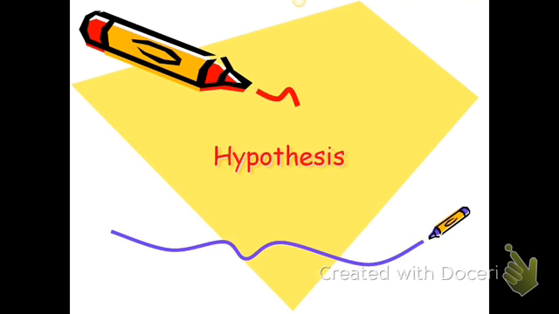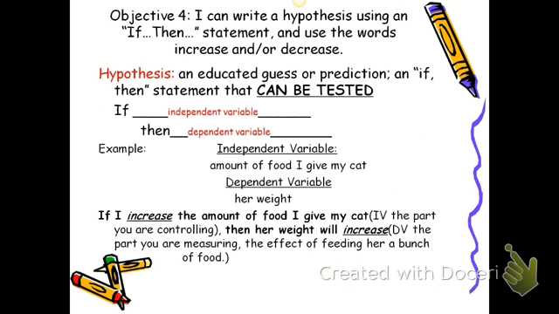Okay, moving on to the actual hypothesis. This is our second step in our scientific method, writing a good hypothesis. And here's your objective 4. I can write a hypothesis using an if-then statement and using the words increase and decrease. Remember, a hypothesis, again, is an educated guess that can be tested. Okay? It's an if-then statement.